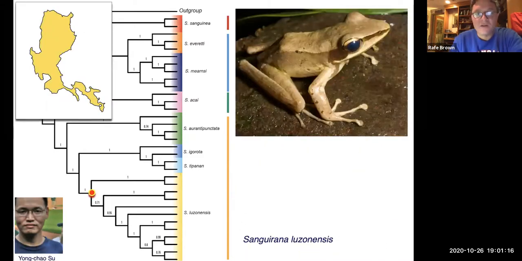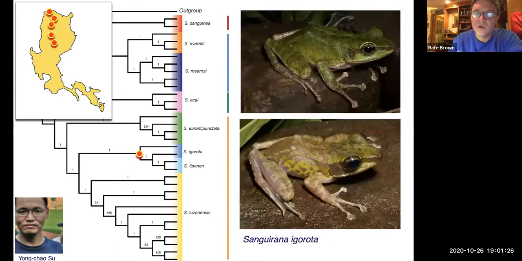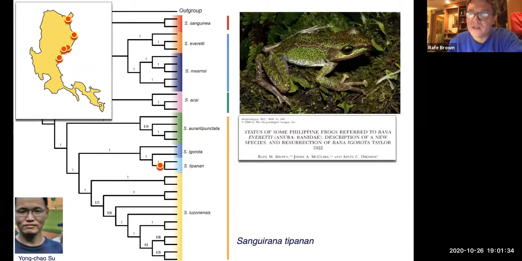And the exceptions are things like the island of Luzon, where Sanguirana luzonensis is widespread. And then you have these cool high elevation montane species that Jim will probably remember. This is Sanguirana aurantipunctata that occurs in the Cordillera on the eastern side of the island. There's a species, Sanguirana tipanan, that Jim and I described, that occurs along the Sierra Madre on the, did I say western? The western side, and now on the eastern side.